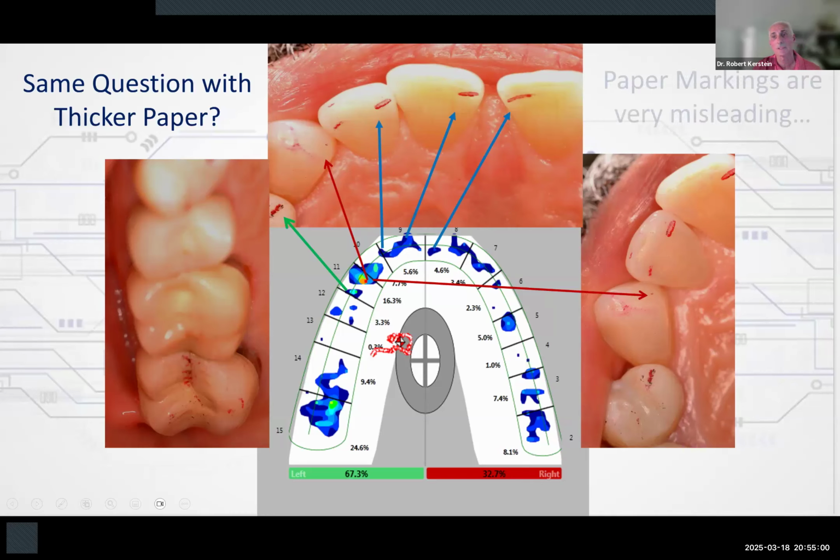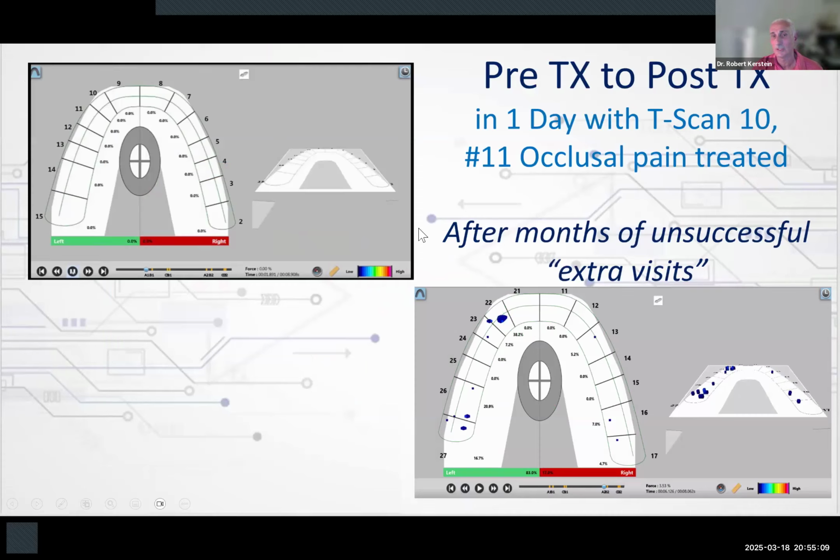So the paper marks are going to mislead you. And you can't use size to guide you. And this is a big problem. And if you don't come to face this, you'll never move forward in occlusion. Dentistry will never move forward in occlusion if we don't face this, because it's not fair to the patients, right?